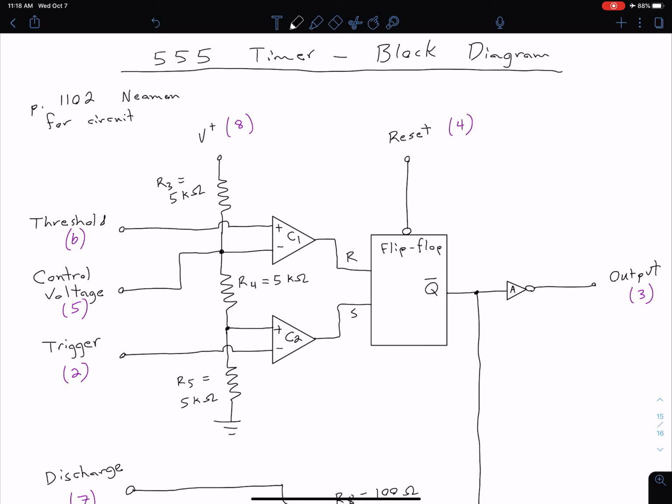Before looking at specific configurations for our 555 timer, let's take a look at the block diagram and get a better understanding of how it operates. So as we can see here, we're looking at a basic block diagram. If you want to see what the actual circuit looks like broken down to the transistor level, you can look on page 1102 in Niemann.